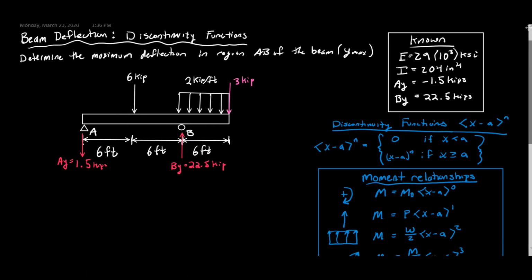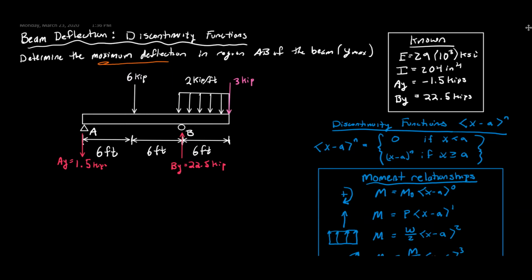Okay, so we had this beam deflection problem, and it's wanting us to determine the maximum deflection here in region AB of the beam. So AB is going to be between, we have a pin support on the left, and we have a roller support on the right. So we want to find what the maximum deflection is in that region.